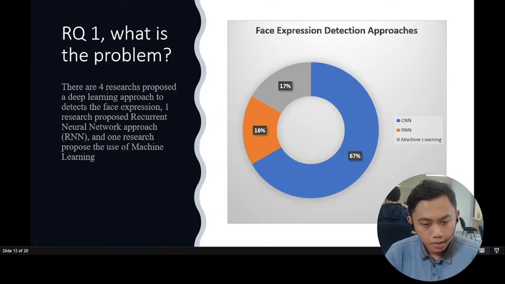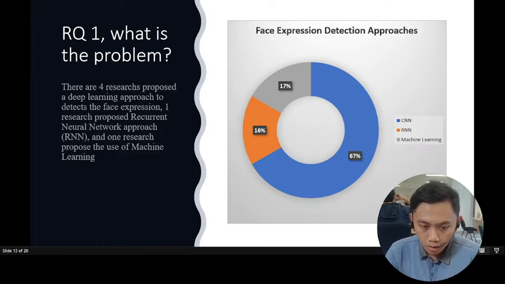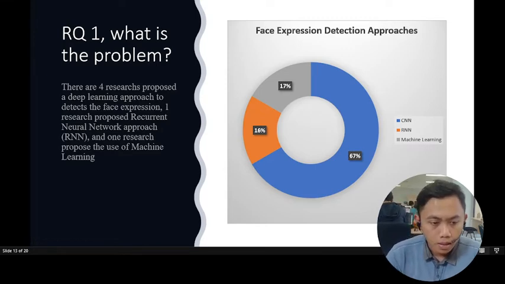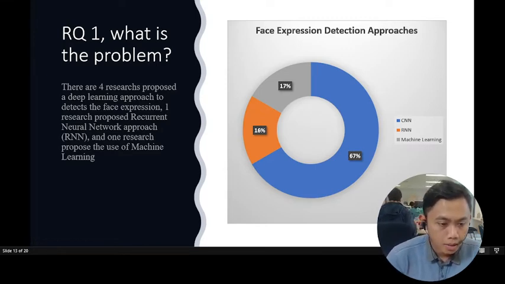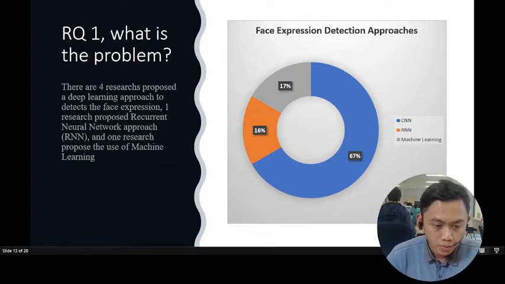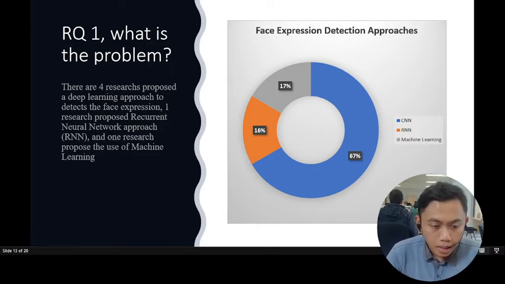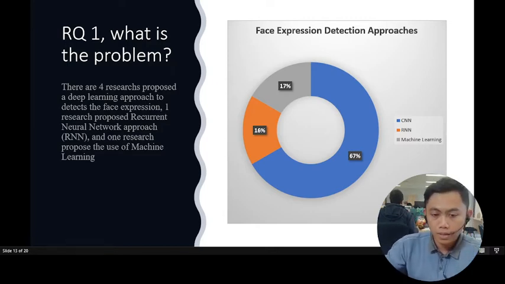After we obtain the data, we also try to answer the research questions. First is research question one: what is the problem? After we got a lot of papers, the answer is there are four researches that propose a deep learning approach to text-to-face expressions. One research proposed a recurrent neural network approach, and one research proposed the use of machine learning.